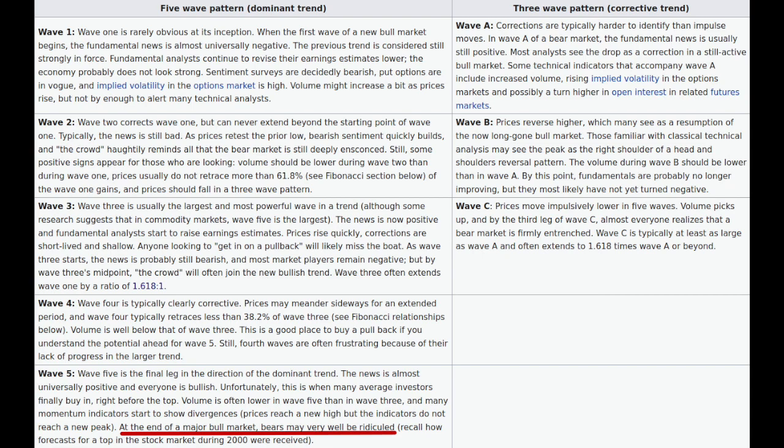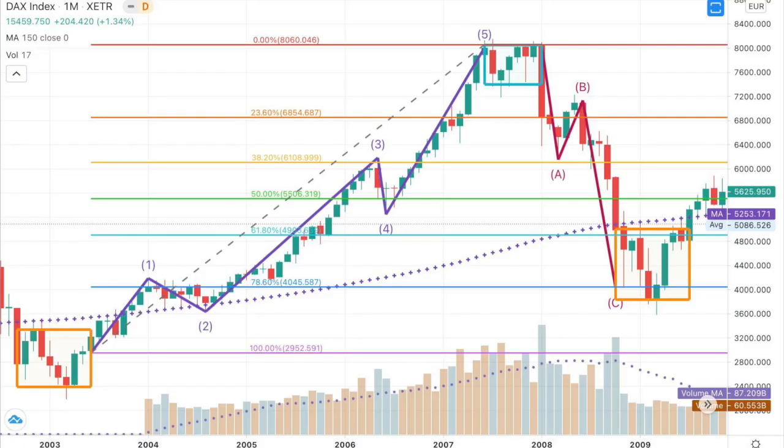He follows that up with this chart that shows all major Elliott Wave characteristics. I'll leave this on the screen now for you to pause and read at your own leisure rather than having to hear me read it all off to you. And then he shows some examples. So I'm just going to put these on the screen for you to look at.